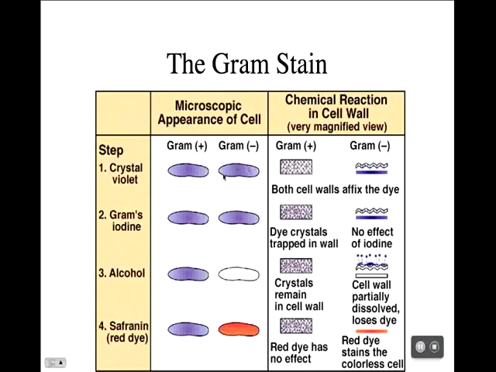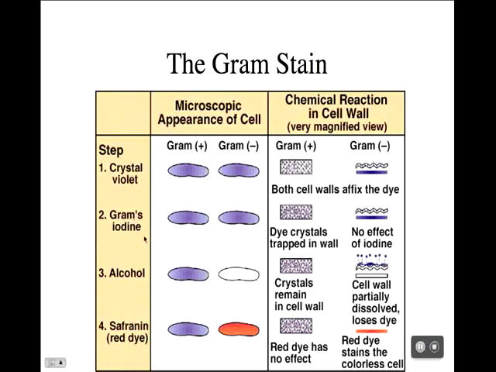The first step of a Gram stain is to use crystal violet. Crystal violet acts as the primary stain. Crystal violet, it turns out, stains peptidoglycan. That's what it does. Well, both cells have peptidoglycan, right? Thick in the gram-positive, thin in the gram-negative, but both of them do have peptidoglycan. Therefore, both cells are purple at the end of the first step.